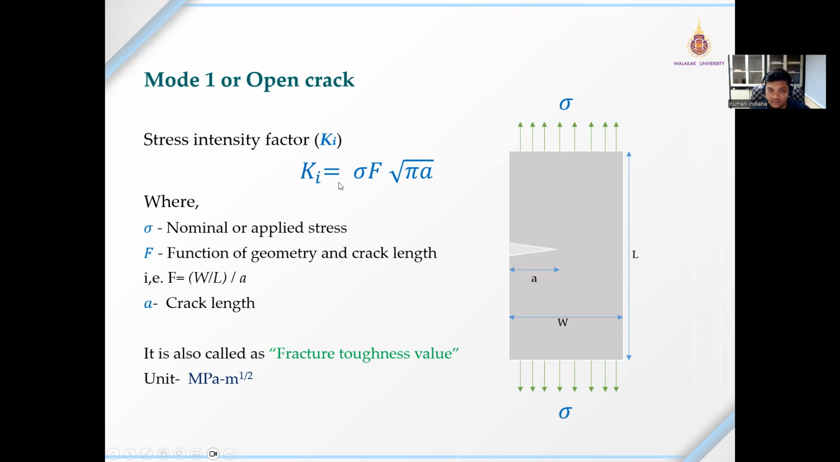And the unit is, as I said, here it is sigma, so the stress, which is in Newton per mm square, which we call megapascals, MPa, and root pi a. a is the crack length, which is in meters, and root of meters is meter to the half. So the unit of the fracture toughness values is MPa meter to the half.